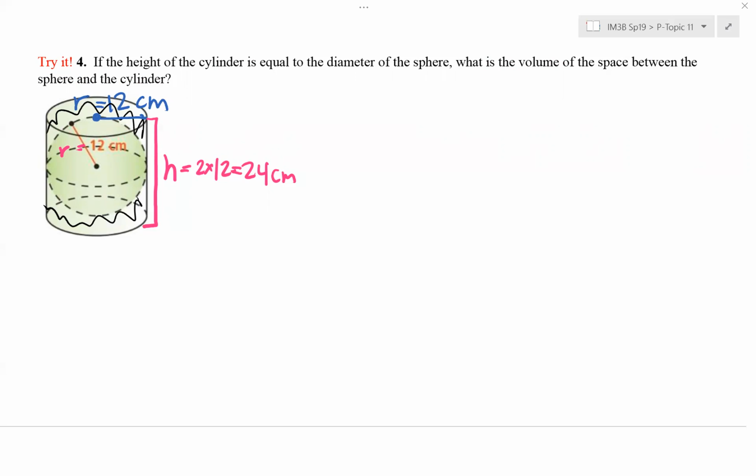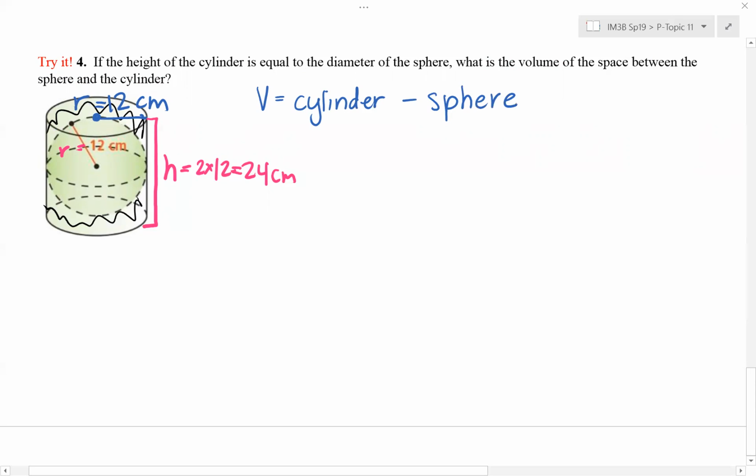Okay. So in order to do this problem, we have to subtract our volumes instead of add them. Okay. So take a minute and do that. So you want to find the volume of the cylinder because it's the outside shape, and then subtract the volume of the sphere. Remember that it's a whole sphere, not a hemisphere. And so that's going to change the equation that you use for that.